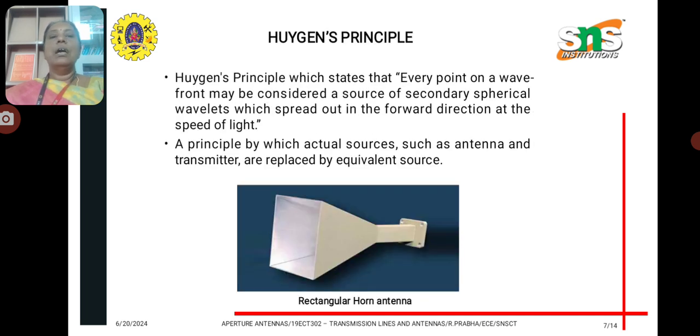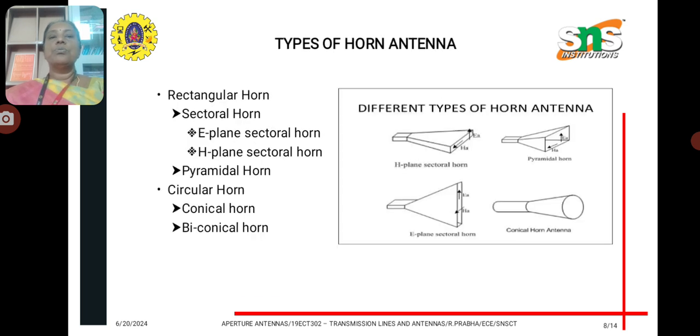Now a very important case to discuss for horn antenna is Huygens principle. Huygens principle states that every point on a wavefront may be considered as a source of secondary spherical wavelets which spread out in the forward direction at the speed of light. It is a principle by which actual sources such as antenna and transmitter are replaced by equivalent sources.